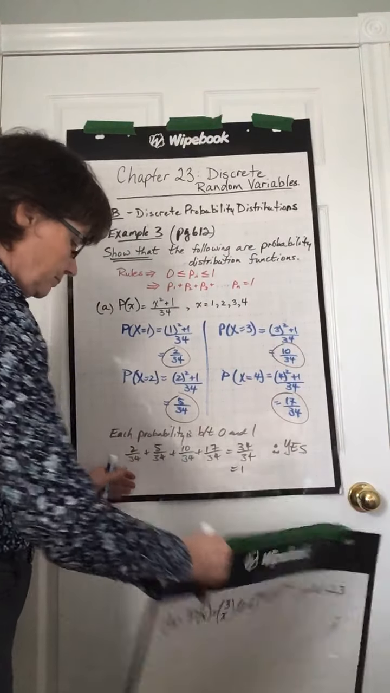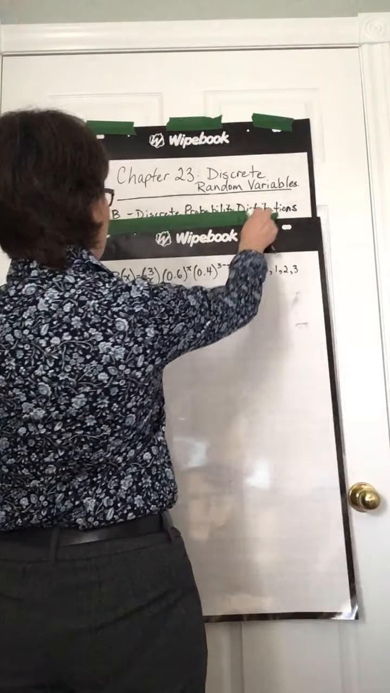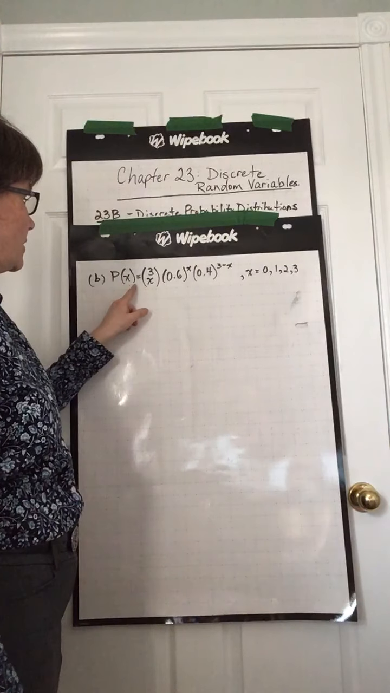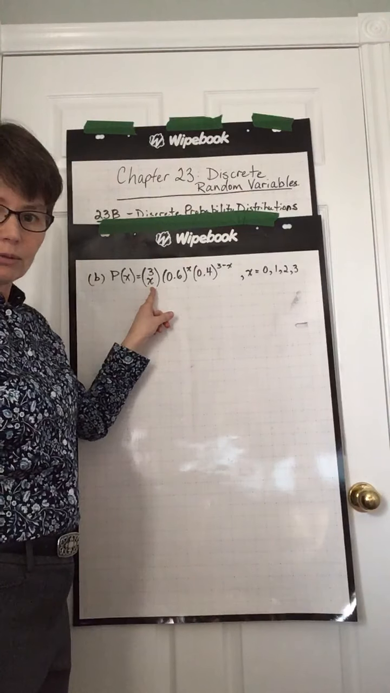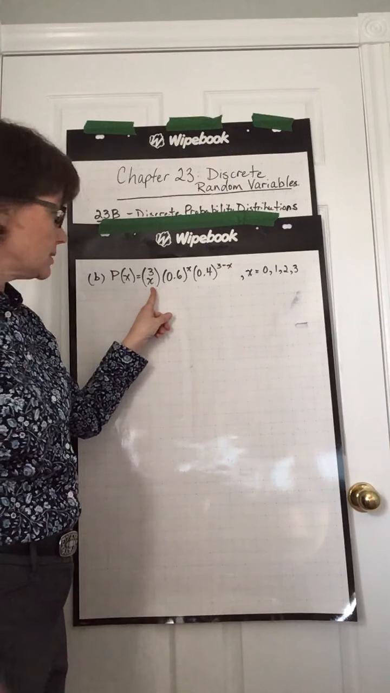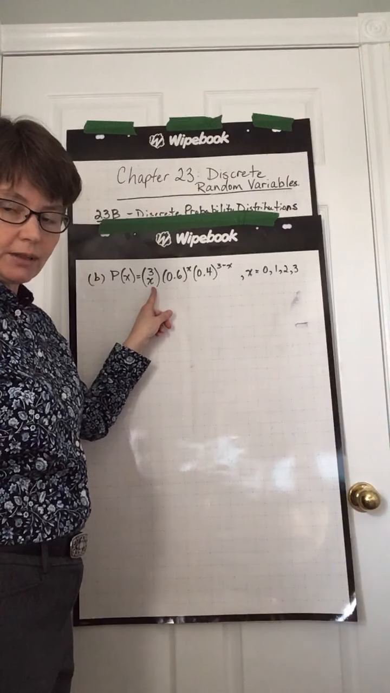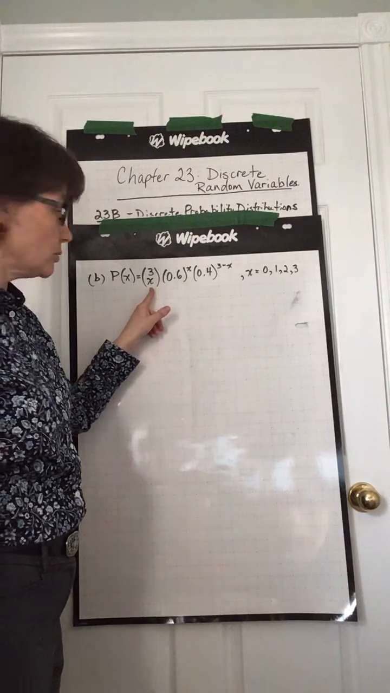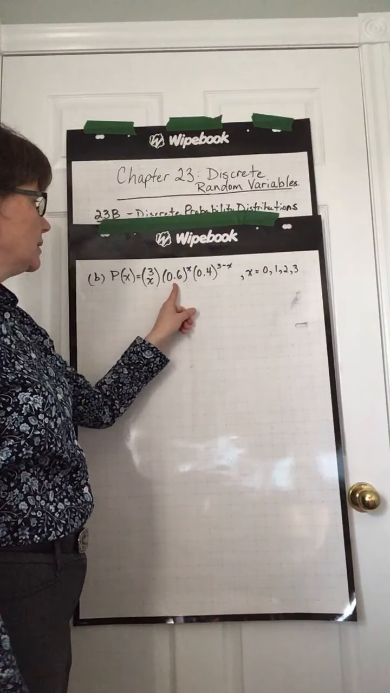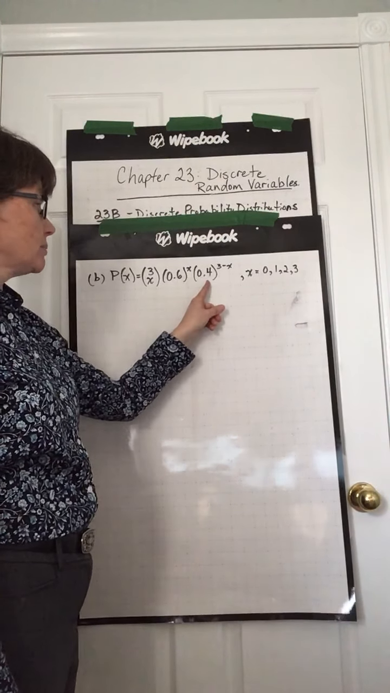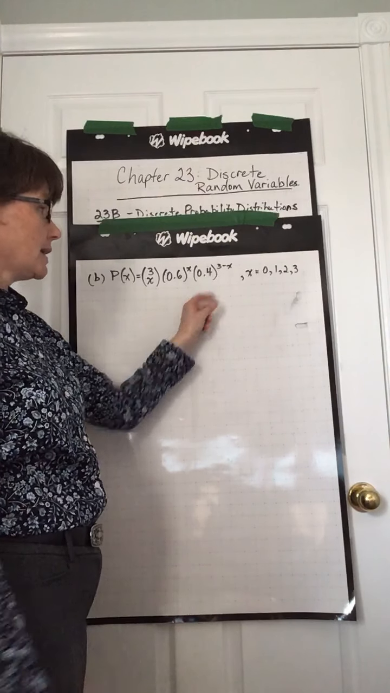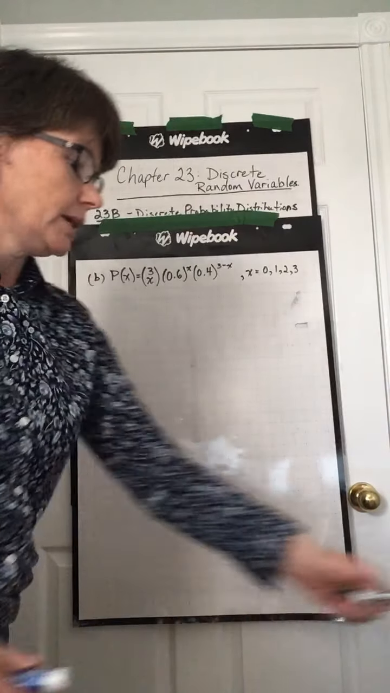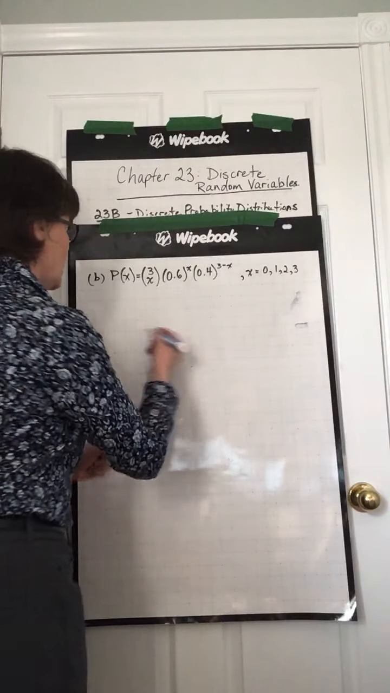Part B. Now our probability distribution is being defined as P of x is equal to 3 choose x. Now remember, you can work this out with Pascal's triangle, or you can use your calculator and choose nCr. So 3 choose x, times 0.6 to the power of x, times 0.4 to the power of 3 minus x. And the only possibilities for x are 0, 1, 2, and 3. So again, let's figure out each of these situations.